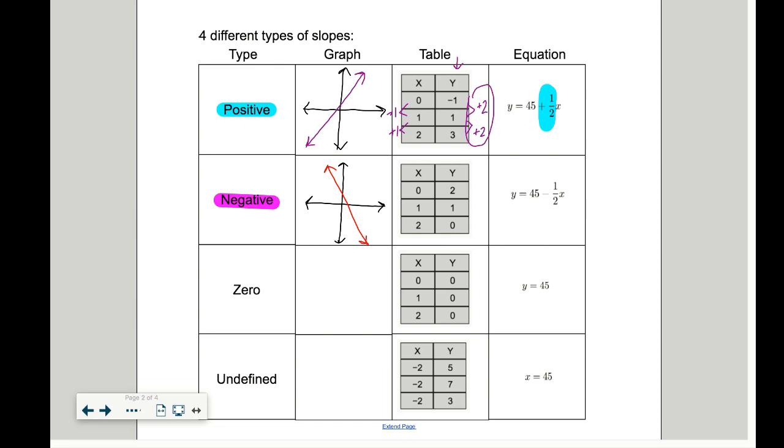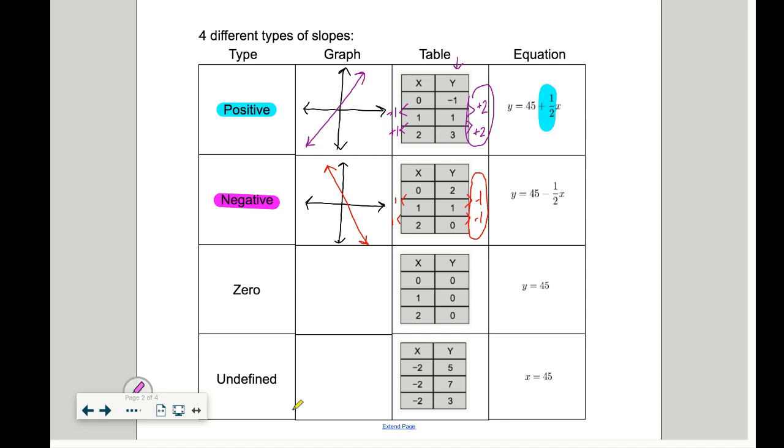Looking at the table, you're going to look at your y values and your x values. So 2 to 1, you're subtracting 1. 1 to 0, you're subtracting 1. And again, the x values are going up by 1, so that's what we have to pay attention to, that those are consistent. So this has a negative slope.